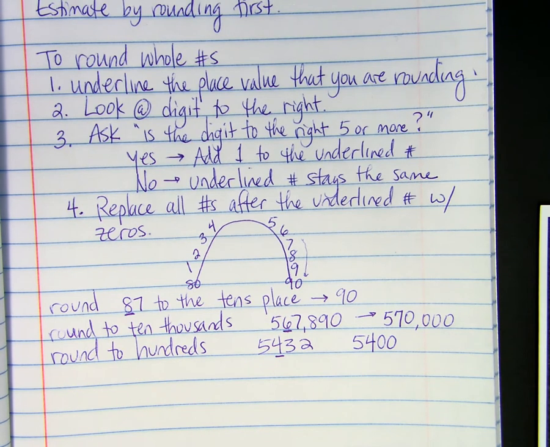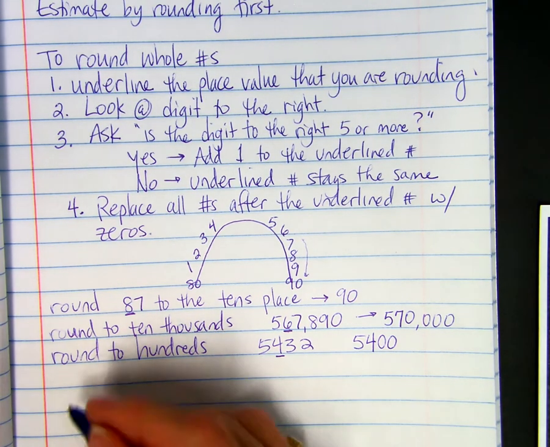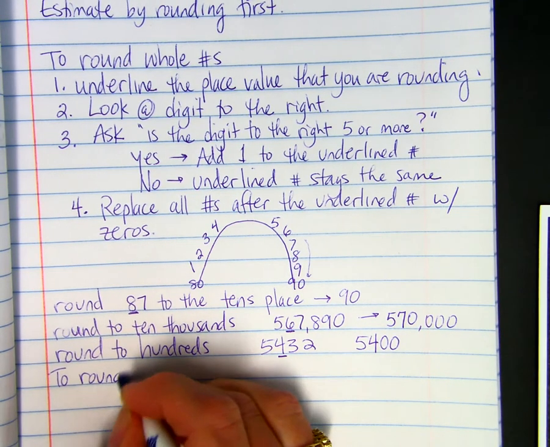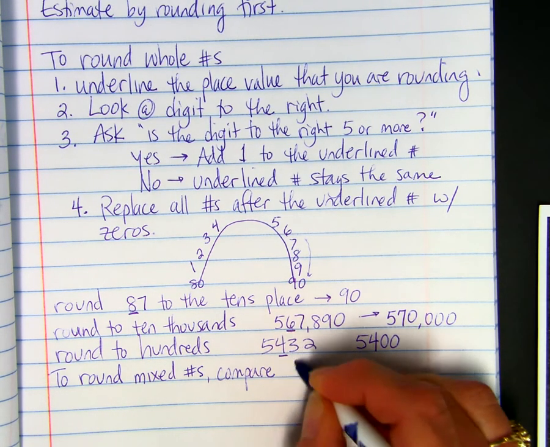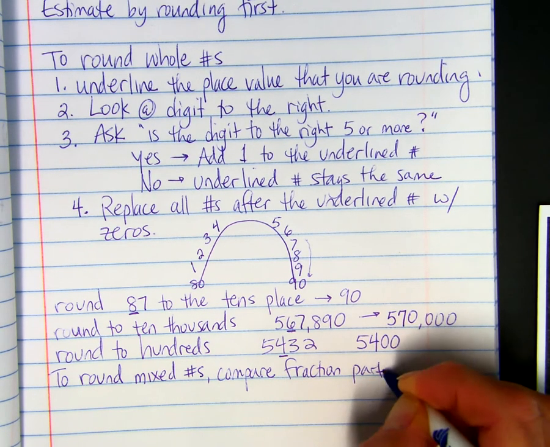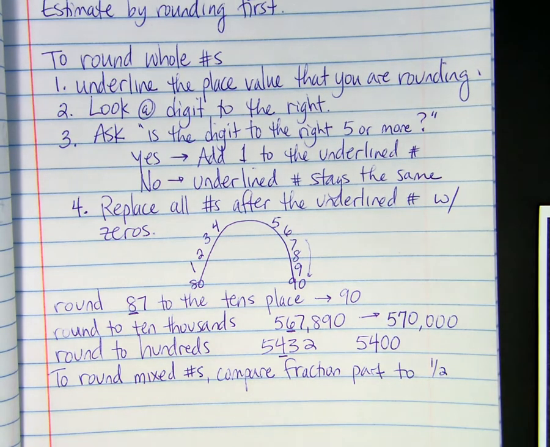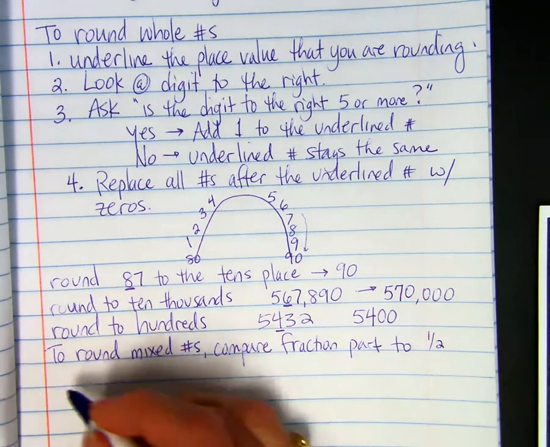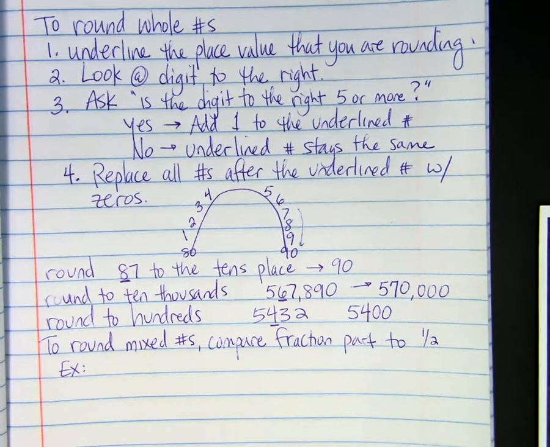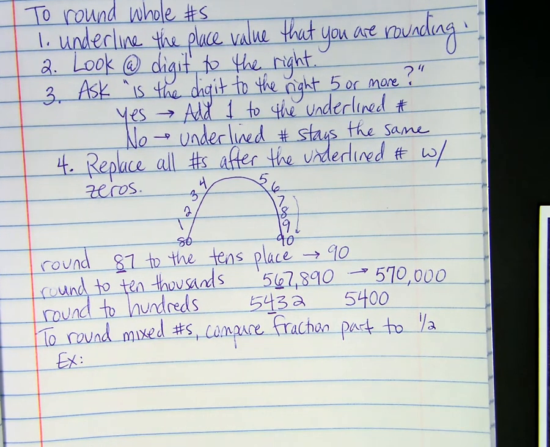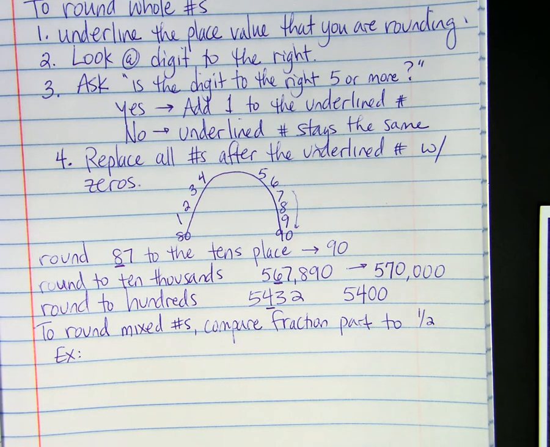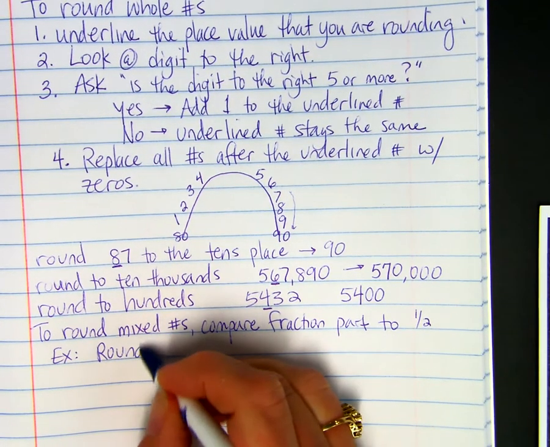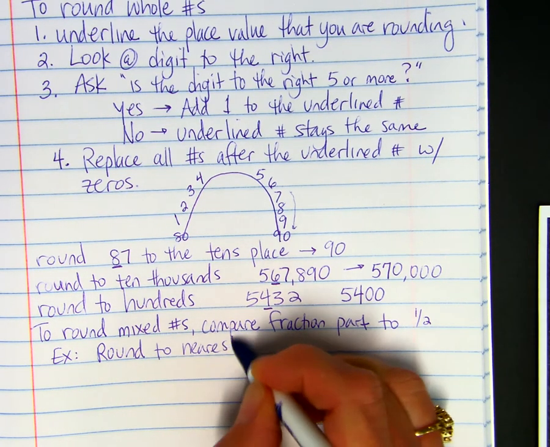So if we're rounding mixed numbers, that's a whole number with a fraction next to it. To round mixed numbers, compare the fraction part to 1/2. So in other words, if it is equal to 1/2 or greater than 1/2, you're going to round up to the next biggest whole number. If the fractional part is less than 1/2, then the whole number stays the same and you just drop off the fraction. So we're going to do 3 examples, and we're going to round to the nearest whole number.